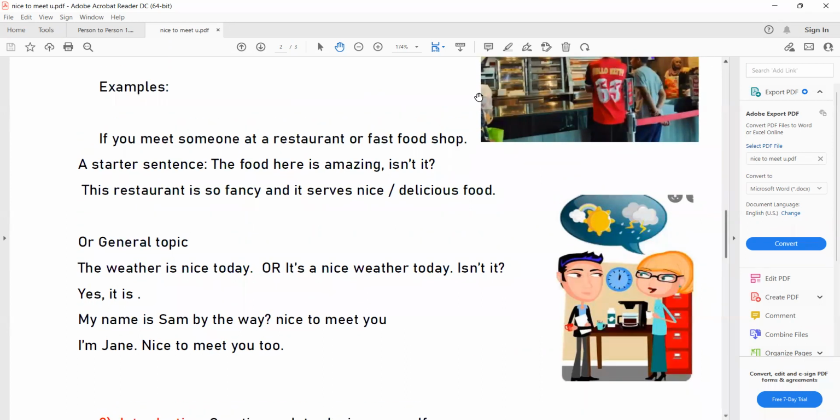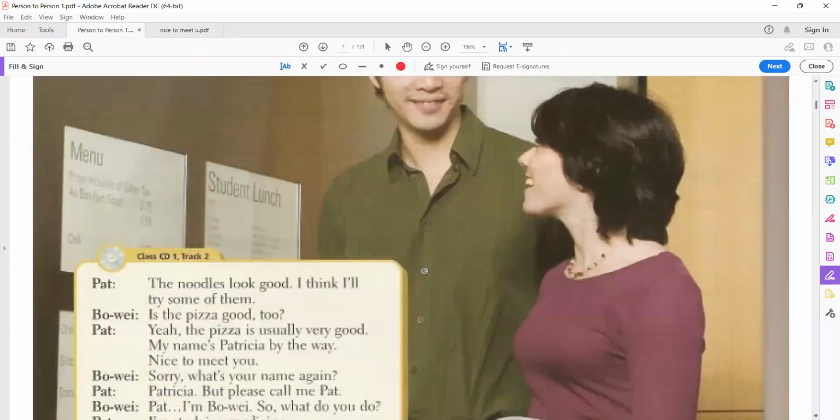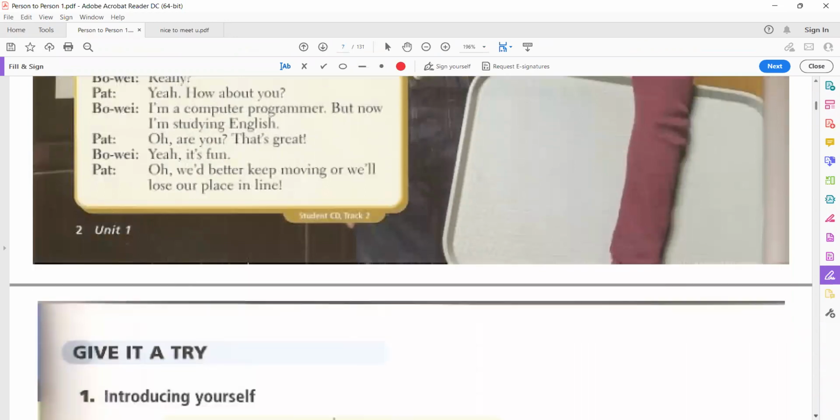Or you can start speaking about general topics like the weather. You can say the weather is nice today, or it's a nice weather today, isn't it? Okay, you can use a question tag like, isn't it? This will make the other person respond and start speaking to you. They might say, yes, it is. Okay. All right, let's go further here.